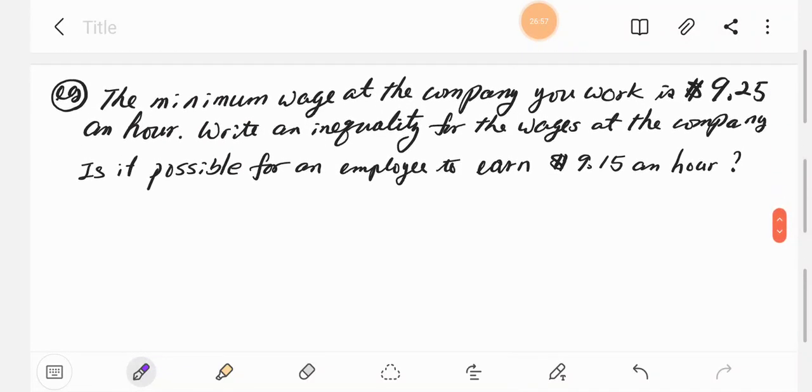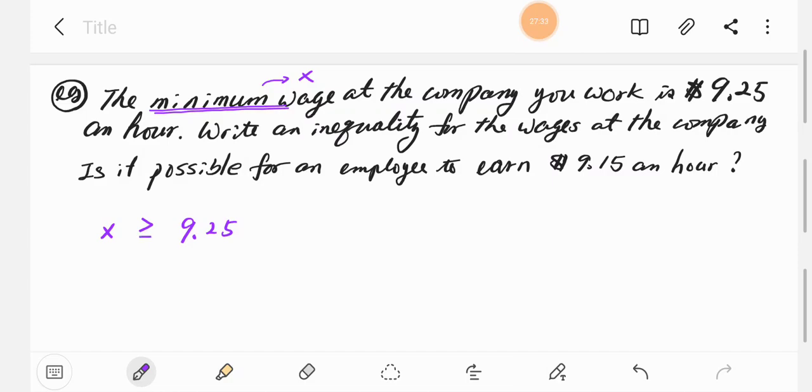Okay, so let's check this application. The minimum wage at a company you work at is $9.25 an hour. So the minimum wage, minimum means what? The smallest, right? So the minimum wage is x. Let's say this is x, right? So x, the minimum, is $9.25. $9.25 is the smallest amount. So it's gotta be greater than or equal to.